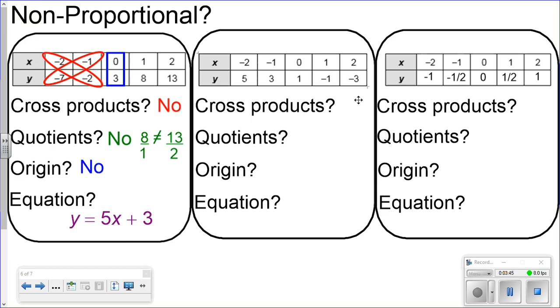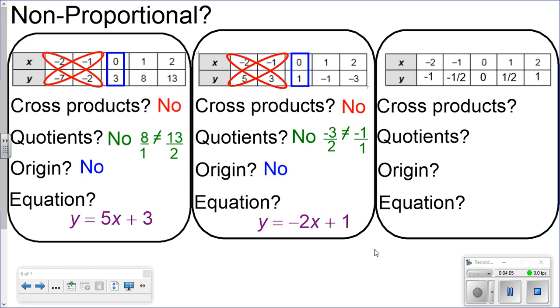Let's look at the next one. What about our cross products? Cross multiply? No. What about quotients? -3 divided by 2, -1 divided by 1? No. Does it go through the origin? No. Right here it's showing us the y-intercept is 1. What's the equation? Y equals -2x plus 1. The 1 is showing us it's non-proportional.